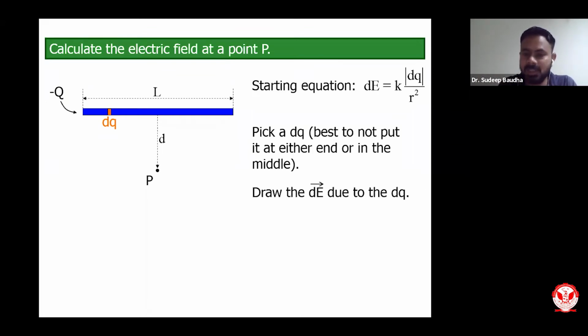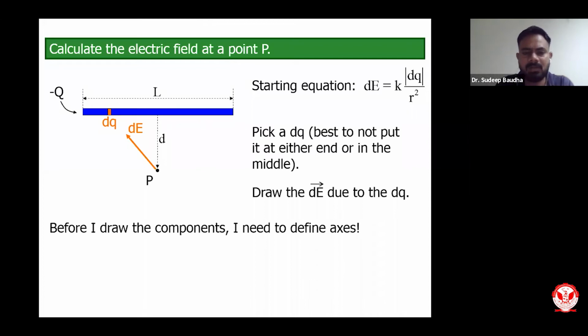Now let us draw dE due to that dq. Because of this small segment of charge, I will have some amount of electric field, and I'm looking from point P. Please have a look. This is the amount of dE. Now you will ask about the direction of dE. It is towards dq because the charge over the rod is negative, which we have already demonstrated in the example: the charge over the rod is minus q. That's why the direction is towards dq.